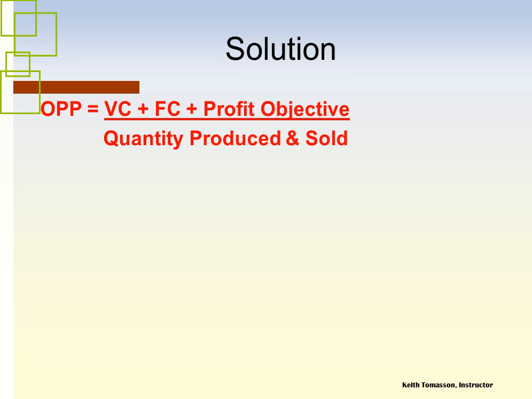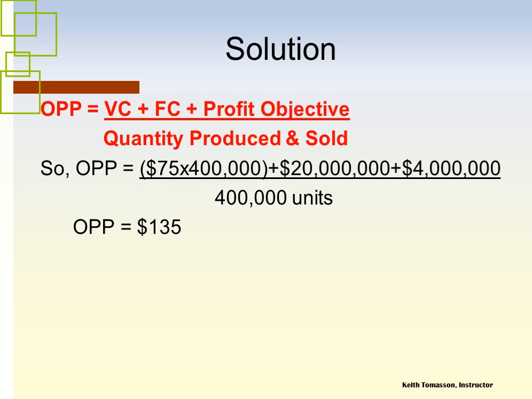So let's take a look at the solution. Our basic formula is the optimum price point equals our variable costs plus our fixed costs plus our profit objective, divided by the quantity that we expect to produce and sell of our smartphone. By filling in what we know from the information given, our optimum price point equals our total variable costs, which are $75 per unit times the 400,000 units that we expect to produce, plus our fixed costs of $20 million, plus our profit objective of $4 million.